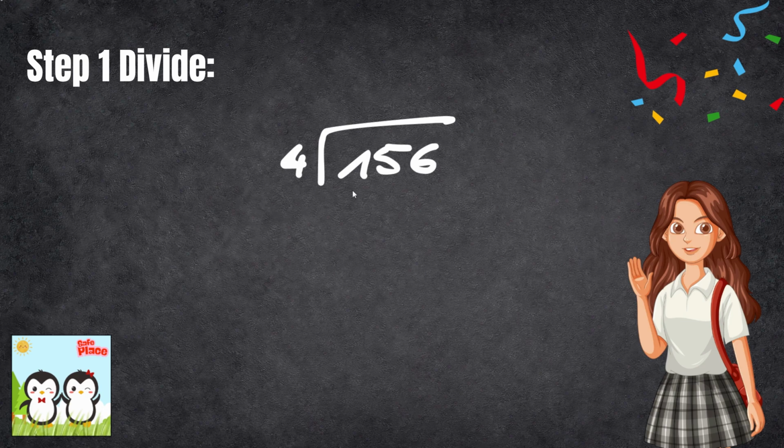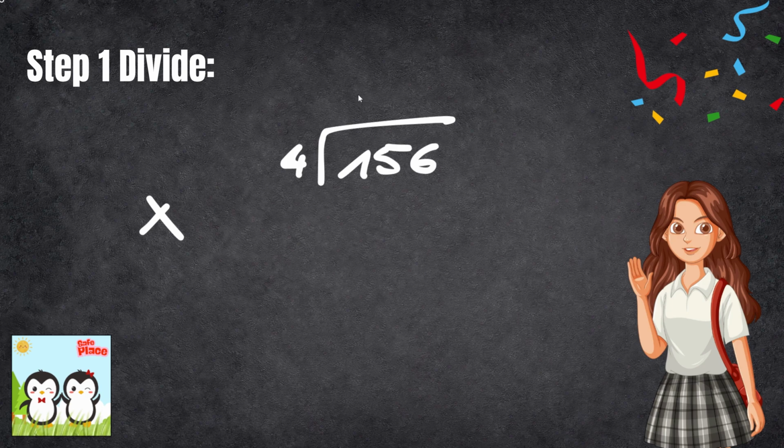Step 1, divide. We start with the first digit of 156, which is 1. Can 4 go into 1? No, because 1 is smaller than 4. So we look at the first 2 digits instead. 15. Now ask, how many times does 4 go into 15 without going over?